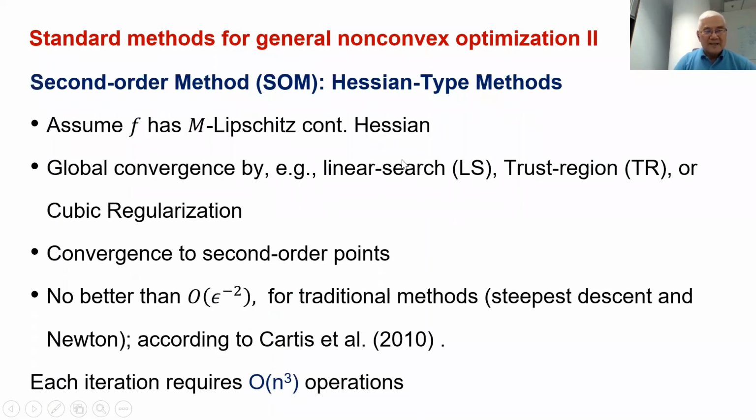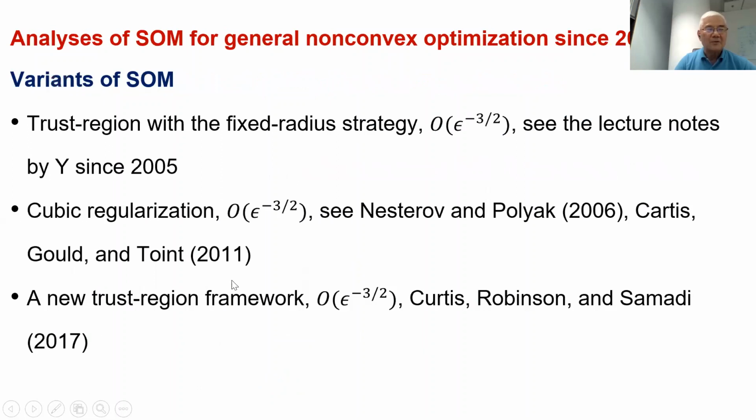Then there are second order methods, more like the trust region method. Before, in the 90s, they still only proved 1 over epsilon square. But with the trust region strategy, you can improve this to epsilon to the negative 3 over 2.